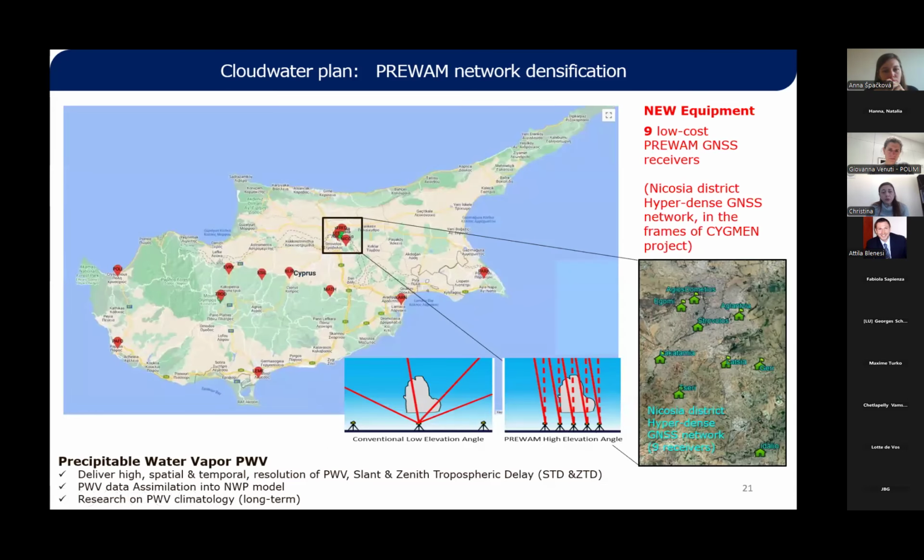So we aim to densify the network, not only in Cyprus, but also in the capital city of Nicosia. And we want to build low-cost receivers with a distance between them of about 5 kilometers in order to increase the accuracy and the information of water vapor within the cloud, and to use them for nowcasting.